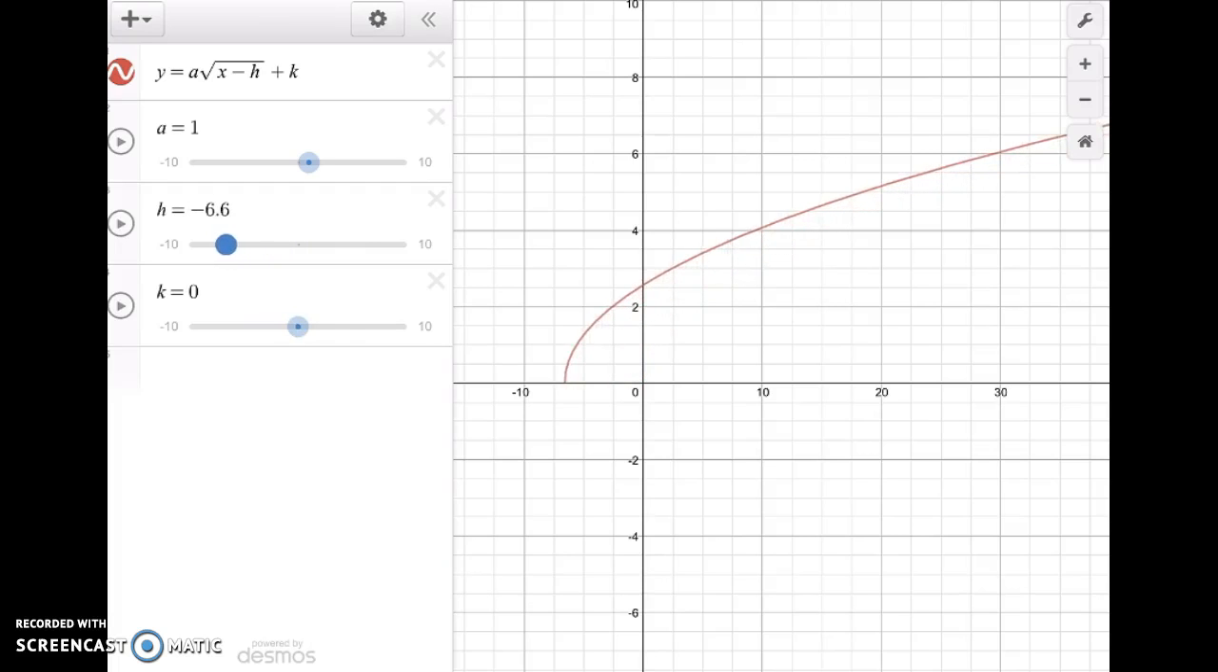Now notice that h controls the domain. If you go to the left, it's not to say that you can't put negatives. If you make h -10, -10 is part of the domain then. You can plug -10 in. So it's all about h. K does not change the domain. That shifts it up and down, but it does not change what values you can put into the function.